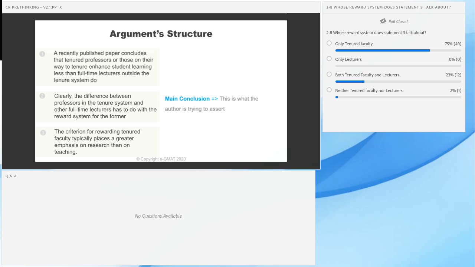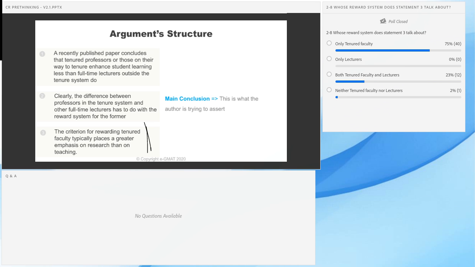75% of you said just tenured faculty. You guys are absolutely correct. But again, you can see a quarter of the class is elsewhere. And if you look at the probabilistic aspect of it, if half of you can't get to the main conclusion, and another quarter can't tell me what statement 3 talks about, then the accuracy of this question already is at about 37%. Okay. And it's not because you don't know the answer choices, it's because you've not even understood the argument, just the pure joint probabilistic aspect of it.